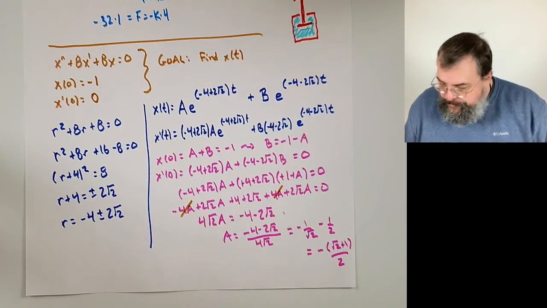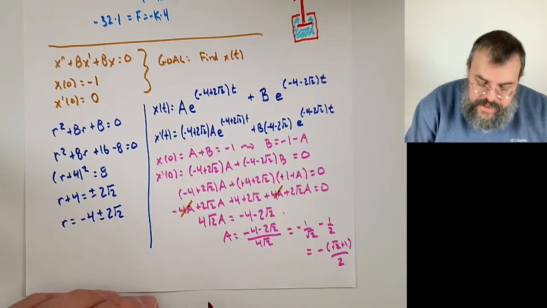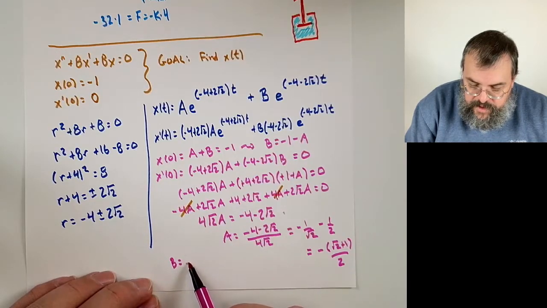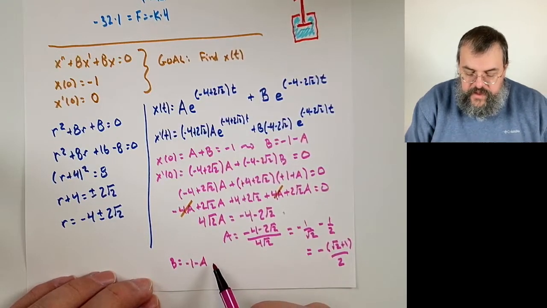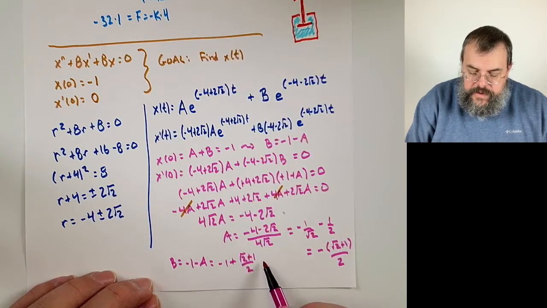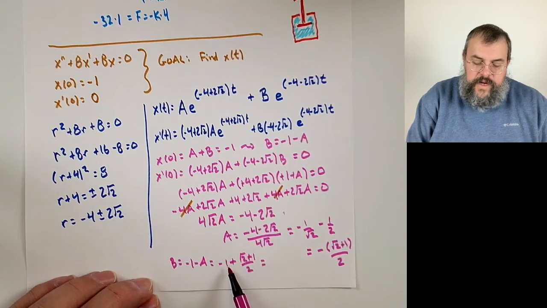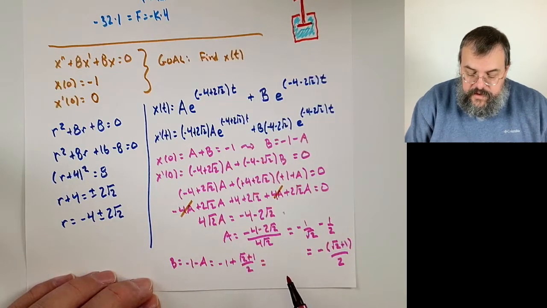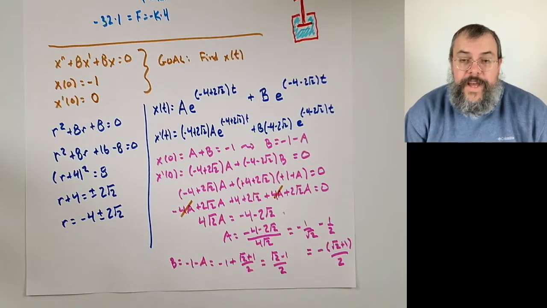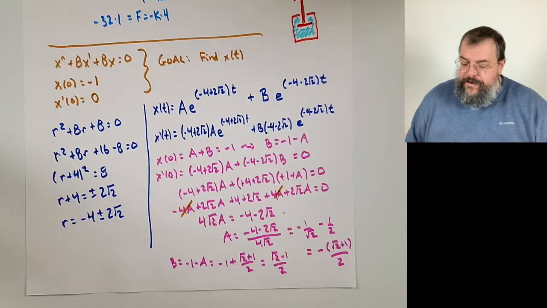What about B? Well, B is minus 1 minus A. And so that would be what? Well, minus 1 plus root 2 plus 1 over 2, and the only thing that happens, think of this as minus 2 over 2. So this becomes root 2 minus 1 over 2. And there we have it. Wow.